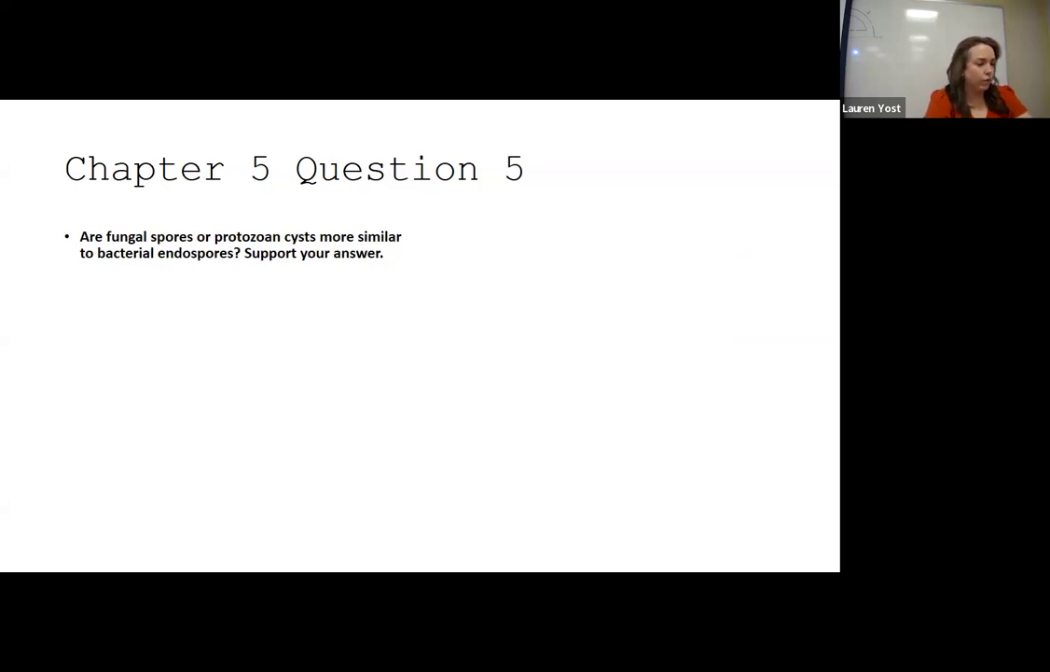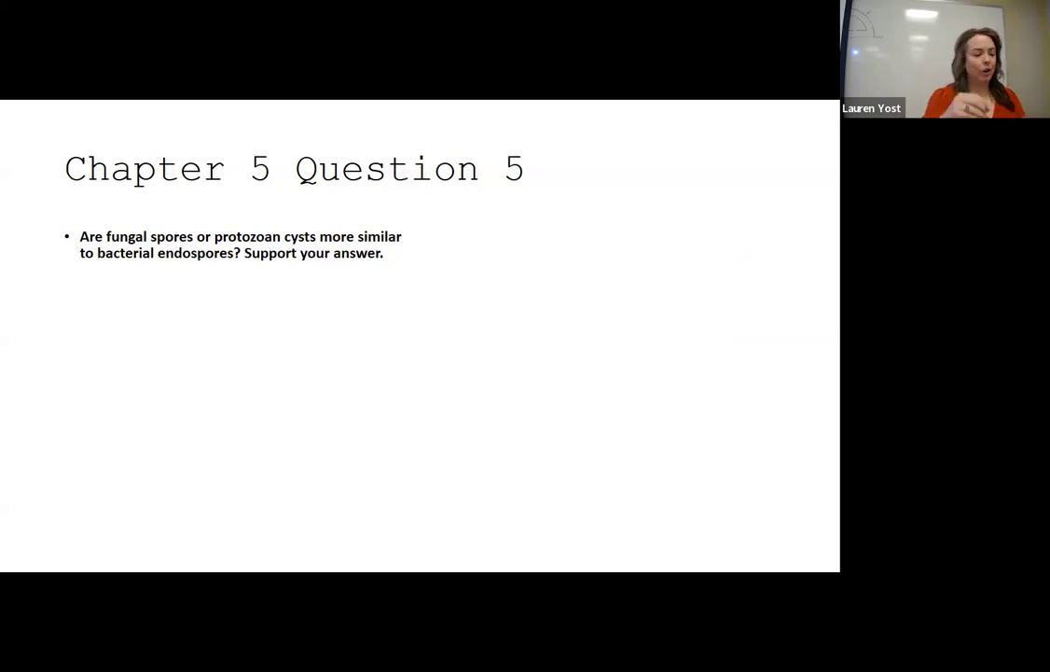Okay, question five, asking, are fungal spores or protozoan cysts more similar to bacterial endospores, and support your answers? We've gone over this a million times, but it's still a great one to review. Fungal spores are for reproduction. They're happy, they're growing, they're already active. That has nothing to do with endospores, nothing to do with cysts.